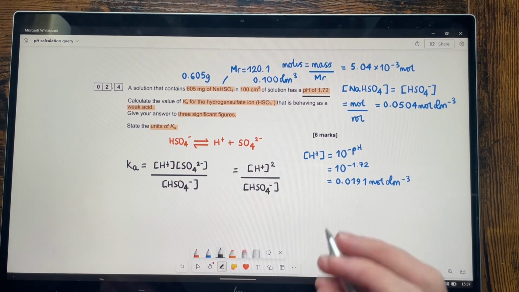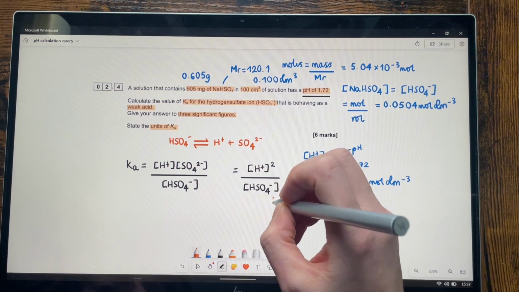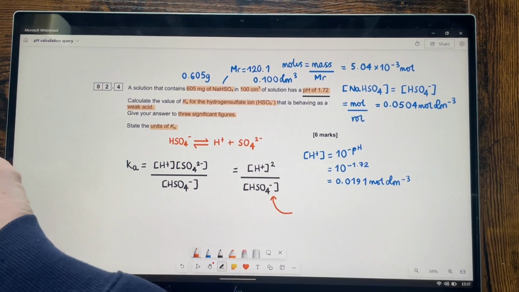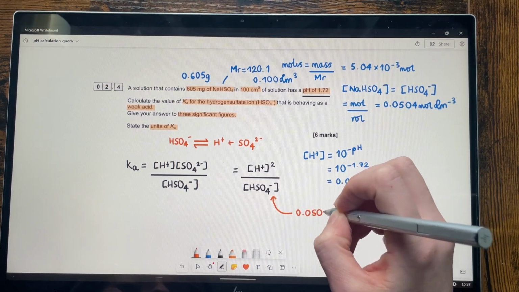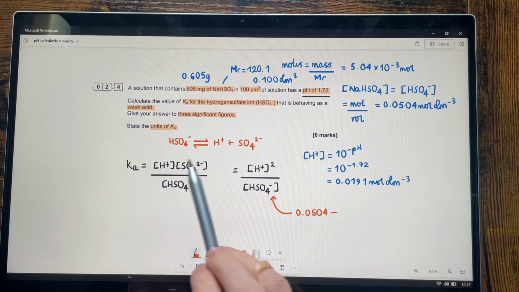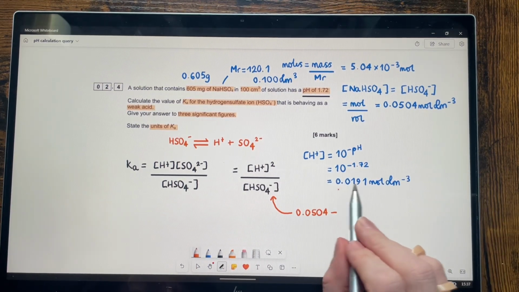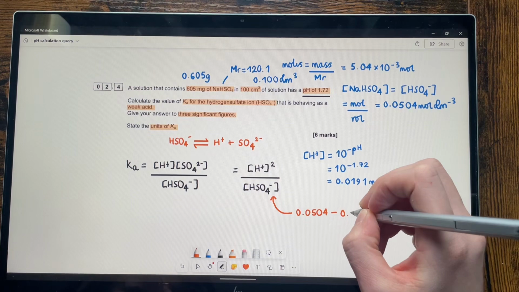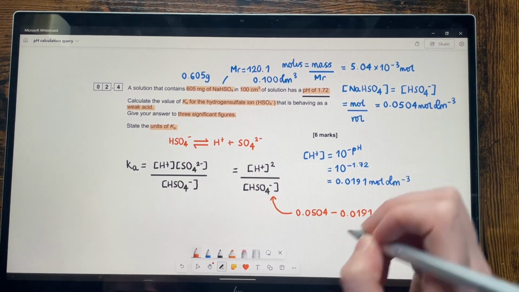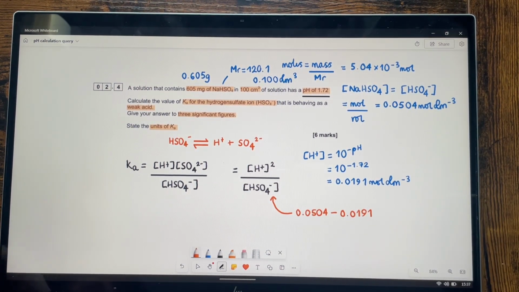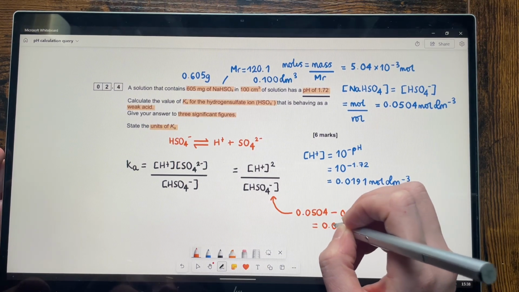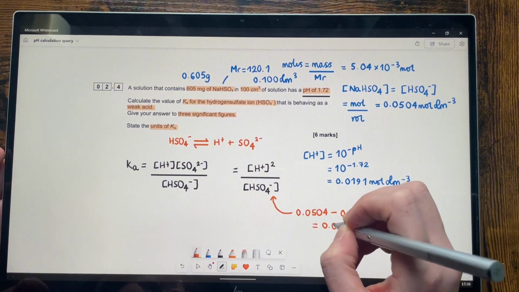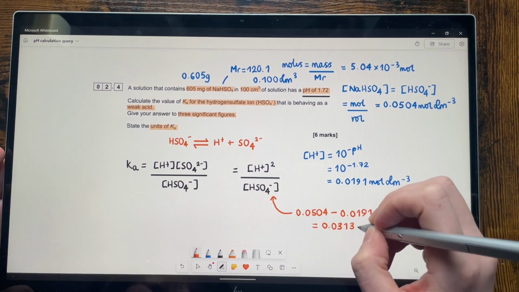So what we need to do for the value that we're going to put in the bottom here is we need to take our initial concentration of 0.0504 and take away what we know has been lost via the concentration of H plus that's been formed. So take away the 0.0191. That will then give us the concentration that we will be using for our weak acid in this example. And that is the bit that we don't normally do. And that is the bit that is going to get you the 6th mark in this question.